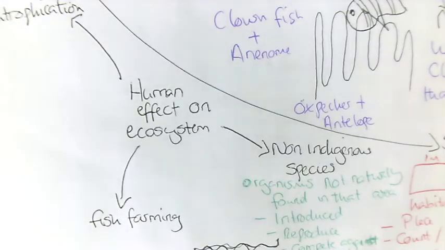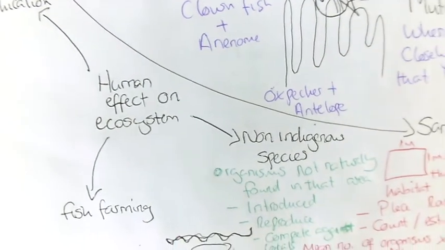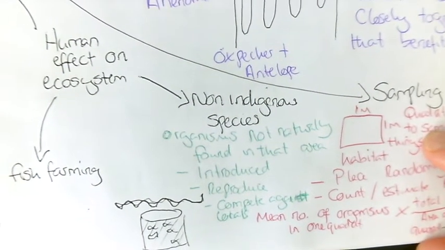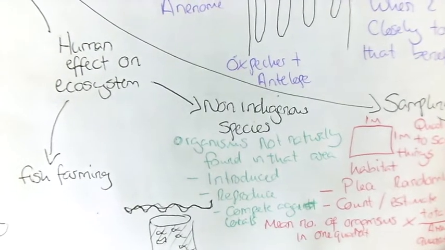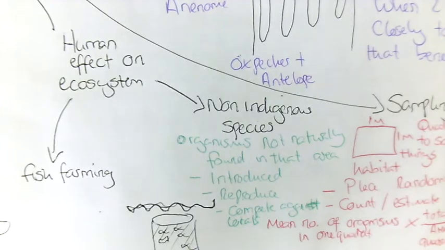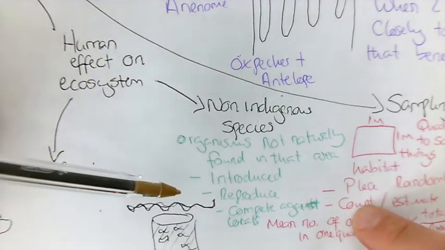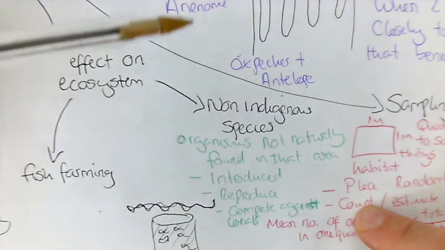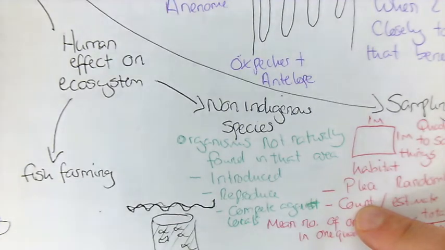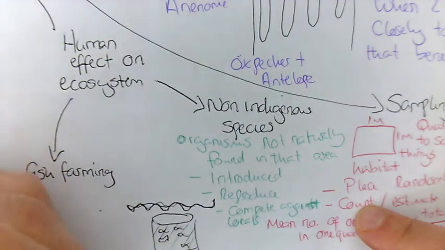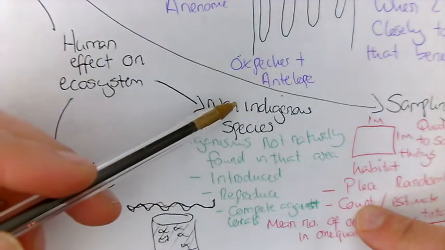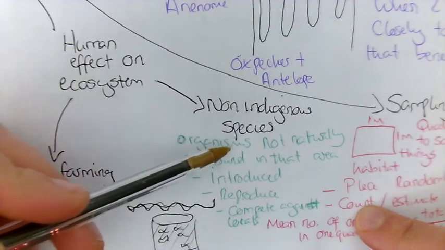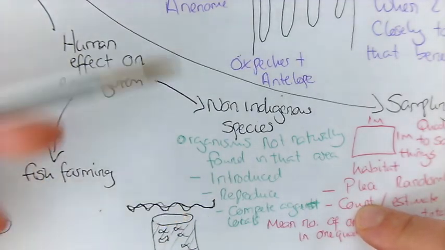Okay, so the next bit we're going to talk about is the human effect on the ecosystem, starting with the non-indigenous species. The non-indigenous species are organisms that are not naturally found in that area, so they're introduced, they can then reproduce, and then they're competing against the locals for resources. So this is an example of when humans brought grey squirrels to the UK. They reproduced rapidly and outcompeted the native red squirrel, and now our red squirrels in the UK are endangered. So introducing a non-indigenous species can mean that the native species suffer and may even die out.